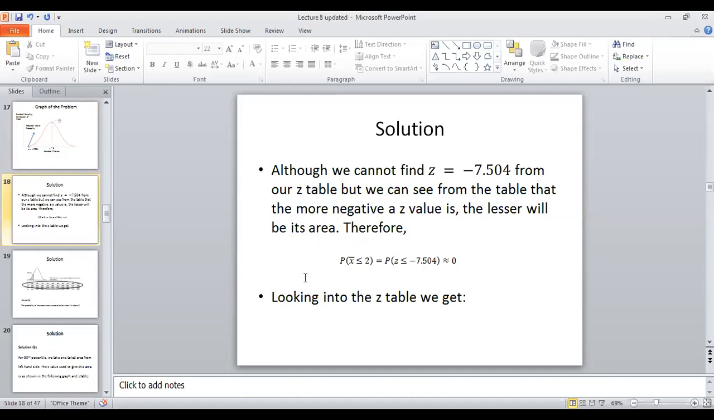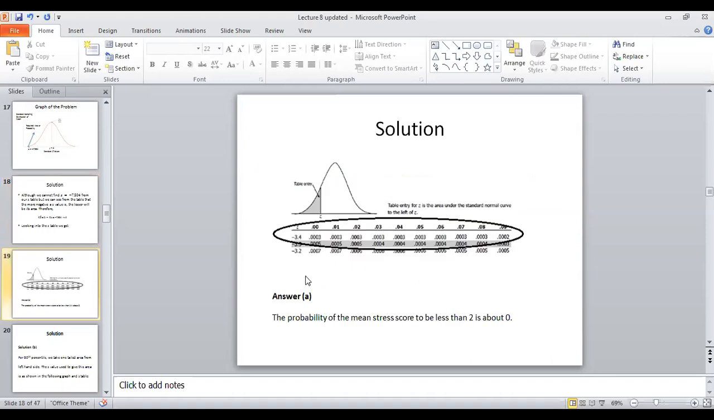But from our z table, we can see that as the values go towards lower and lower values of z, the probability also goes towards a very, very low value, assuming that it would be 0 as we go as far away from the population mean onto the left hand side, or onto the negative side. As can be seen from the table over here, when minus 3.4 is a z value, then this area or the probability is 0.0002.